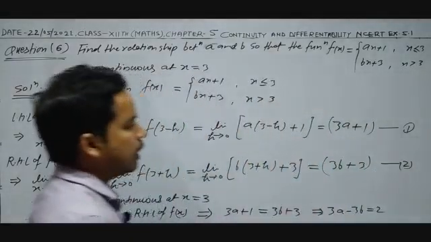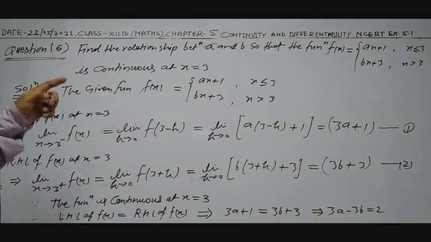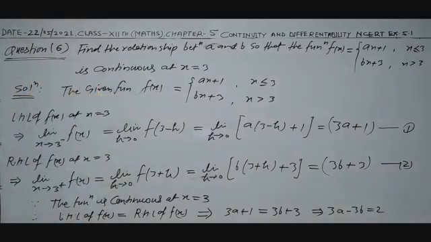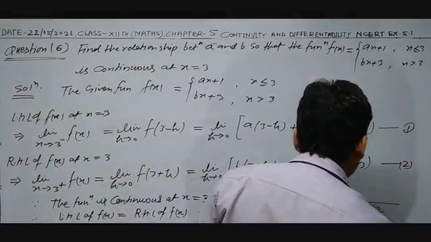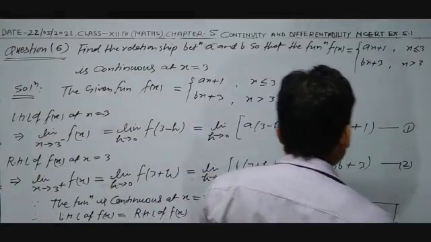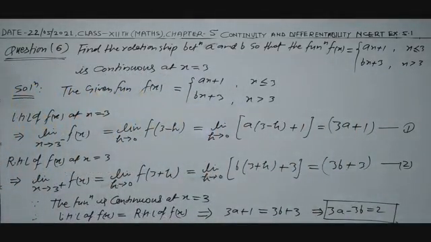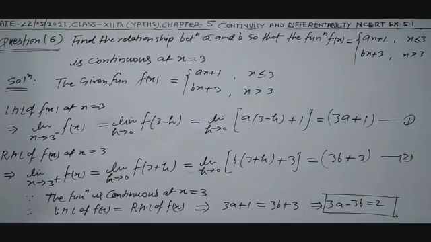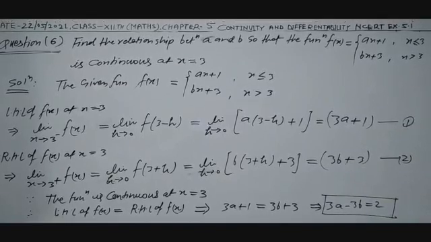So this is the relation between a and b for this function where it is continuous at x is equal to 3. This is the relation between a and b. Now come to the next question.